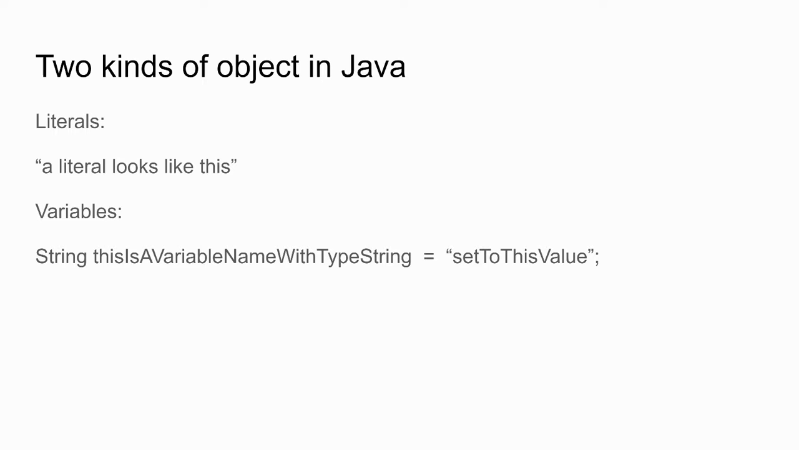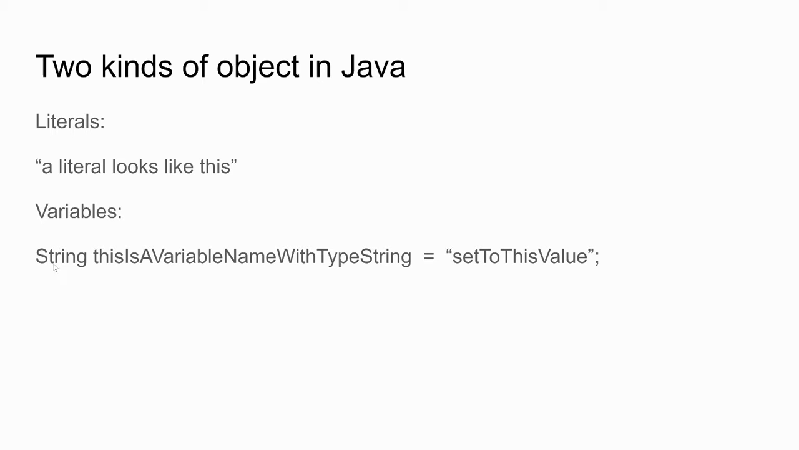Now, we also need to learn a little bit about Java to do this. There are two kinds of objects in Java. You could classify them in more than two ways, but there are two key ways that we're going to look at. One is something called a literal, like this thing in quotes. A literal looks like that. That is indeed an object of type string, but you can also have a variable.